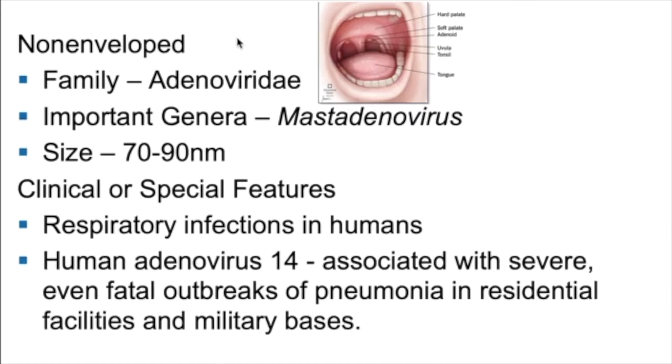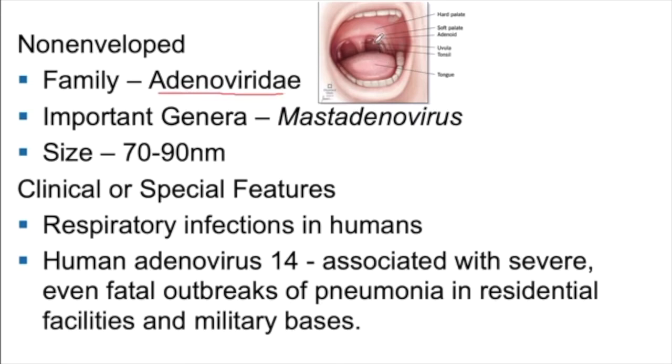So we'll briefly then look at some DNA viruses that infect humans. The first group will be the double-stranded DNA viruses, and those viruses may be enveloped or non-enveloped. So the non-enveloped double-stranded DNA viruses will have the family Adenoviridae, because they were first extracted from adenoids.